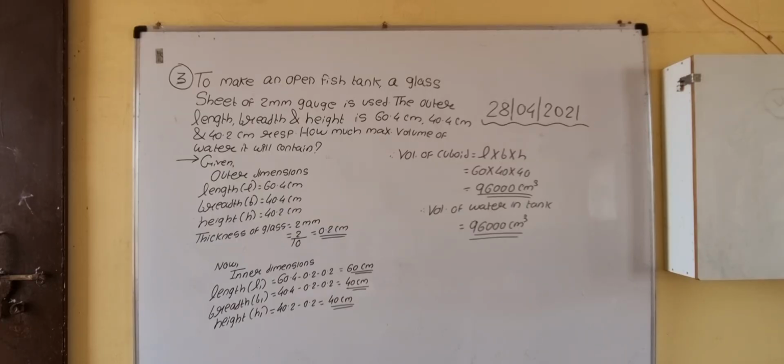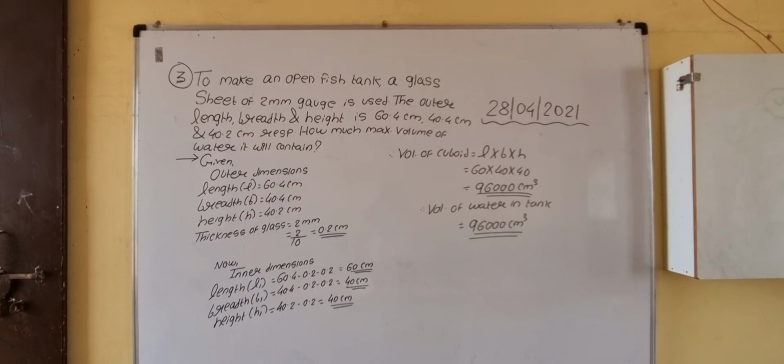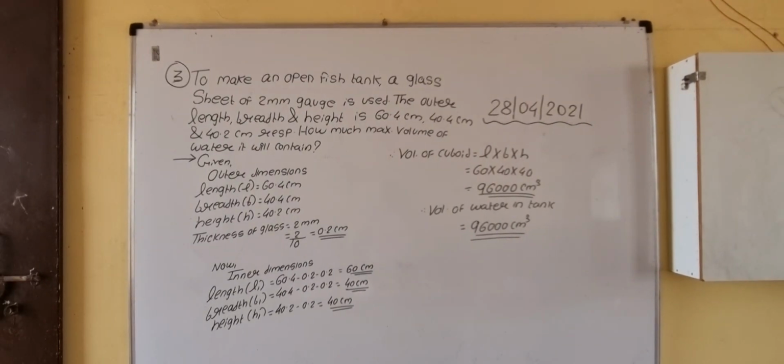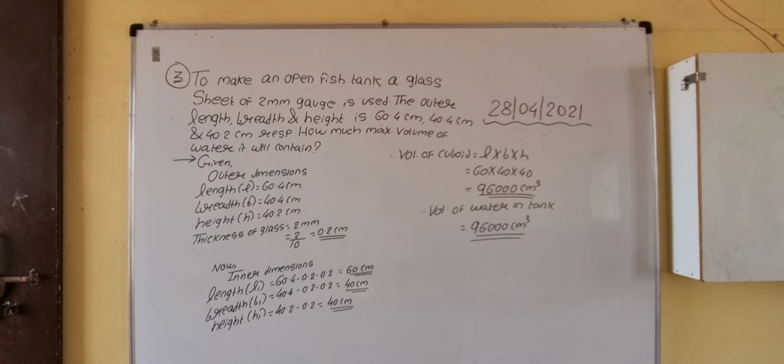So note down the sum carefully. Inner dimensions, length 60.4 minus 0.2 minus 0.2, that is equal to 60. Breadth 40.4 minus 0.2 minus 0.2, again I got the answer 40. And height 40.2 minus 0.2 is equal to 40. Why are we separating 0.2 only once for height? Because the tank is open at the top.